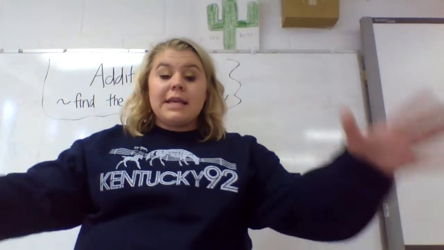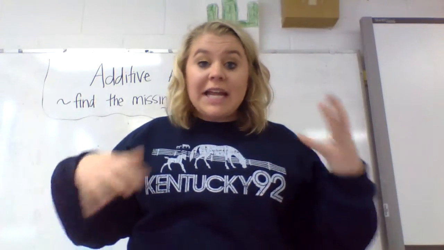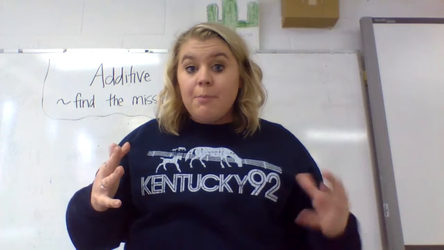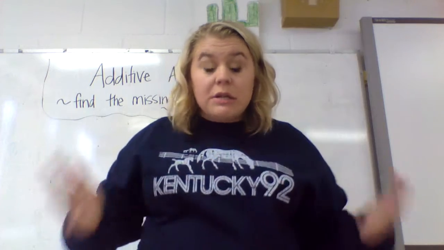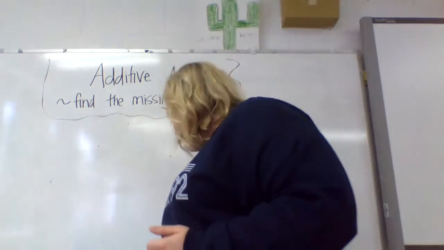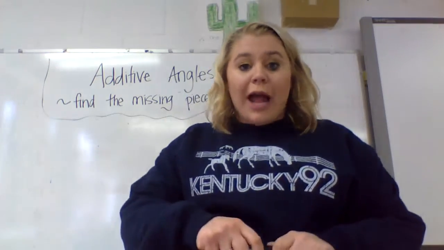They are going to give you a big angle, and your big angle is going to be split into 2, 3, 4 smaller angles, and they're going to give you clues, but then there's always going to be a missing piece that you have to find. So that's what you're doing. You're either going to use addition or subtraction to find your missing piece, and depending on the pieces they give you will depend on if you add or if you subtract.